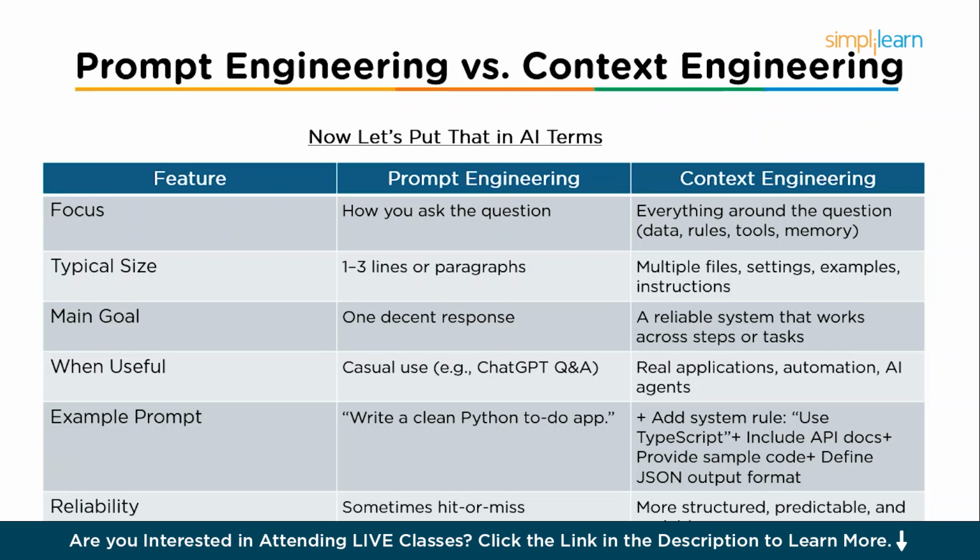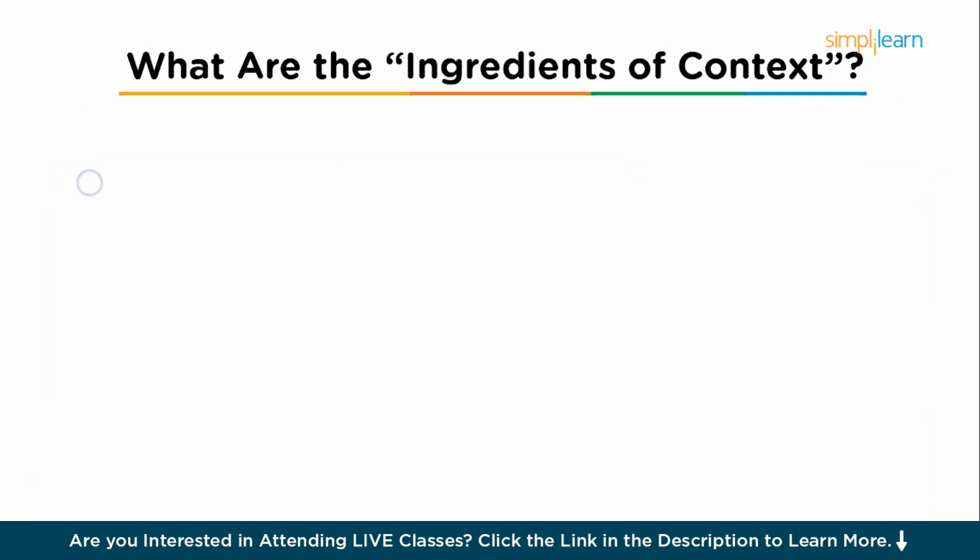But why does this matter? Because prompt engineering is great for one-time questions and fast iteration. But if you're building an AI chatbot or training a custom AI agent, you need context engineering. Because the AI needs more than just a question, it needs the full story. So now that we know the difference, let's break down the actual ingredients of good context.